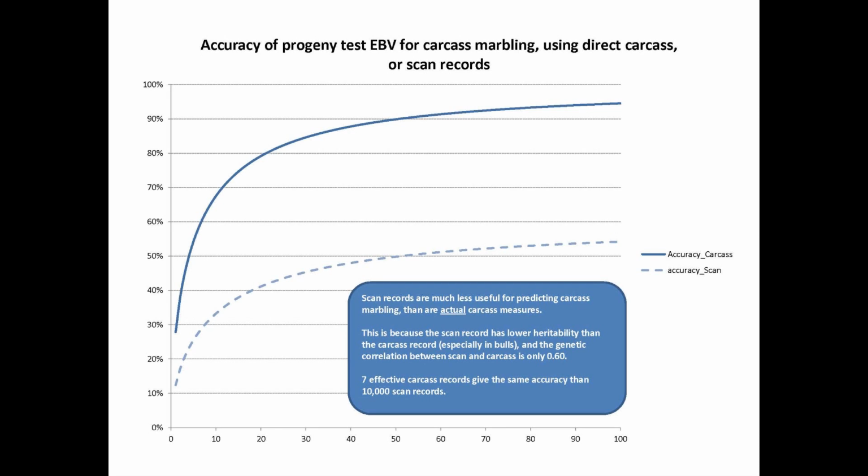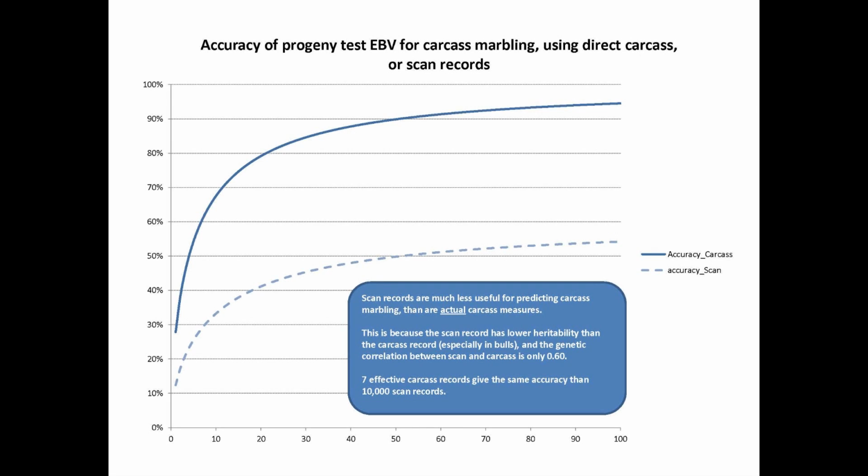We've got a chart here which shows how the accuracy of a progeny test varies according to two things. First of all, the number of progeny, which is the axis across the bottom, plotted from 0 progeny to 100 progeny. The vertical scale is the accuracy of a progeny test EBV, from 0 to 100%, and the trait we're trying to get the EBV for is carcass marbling.